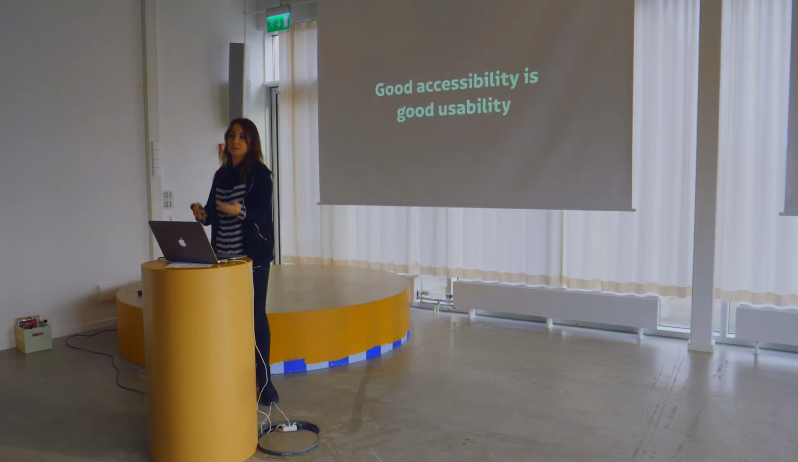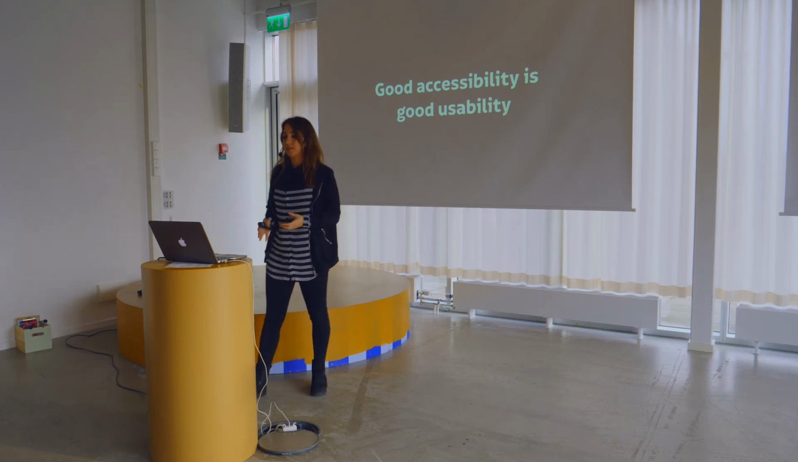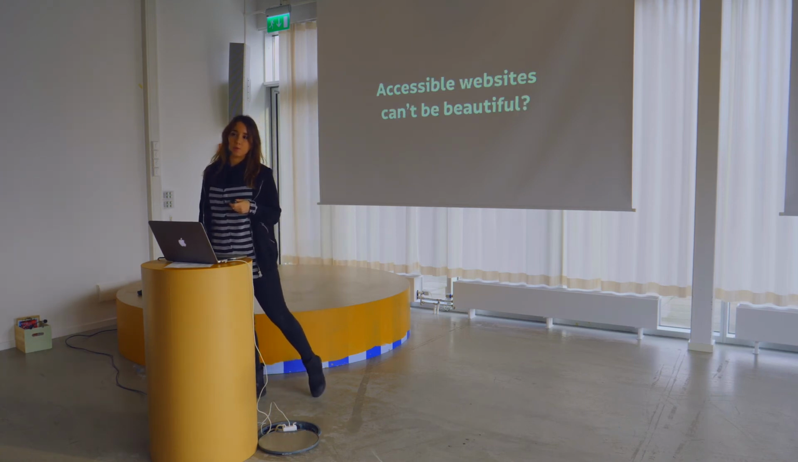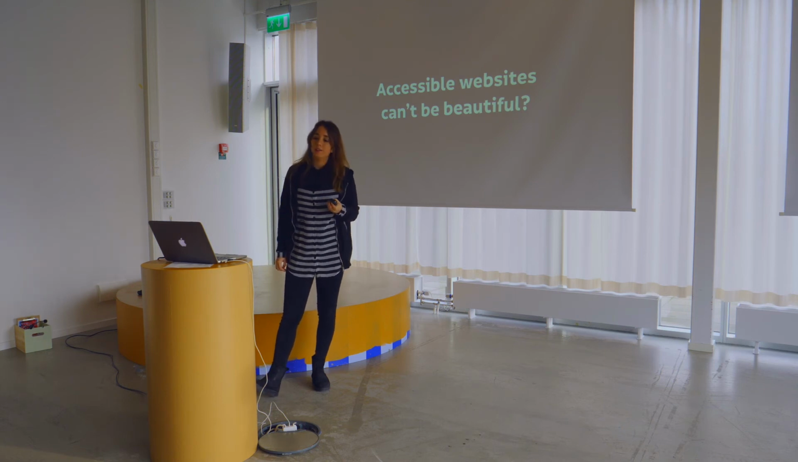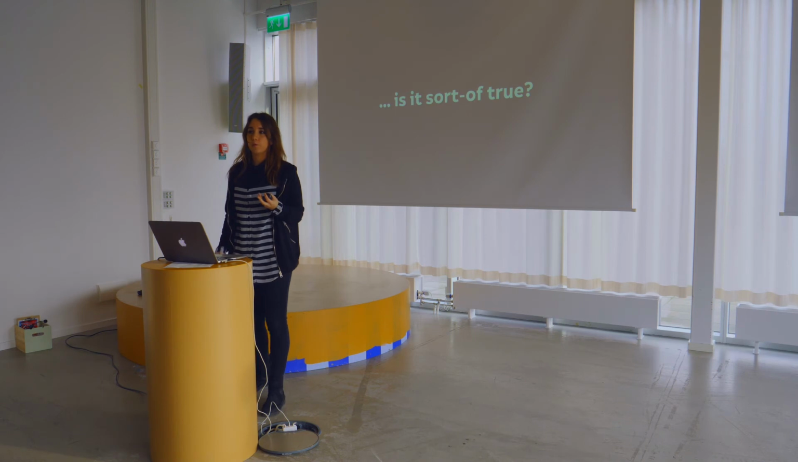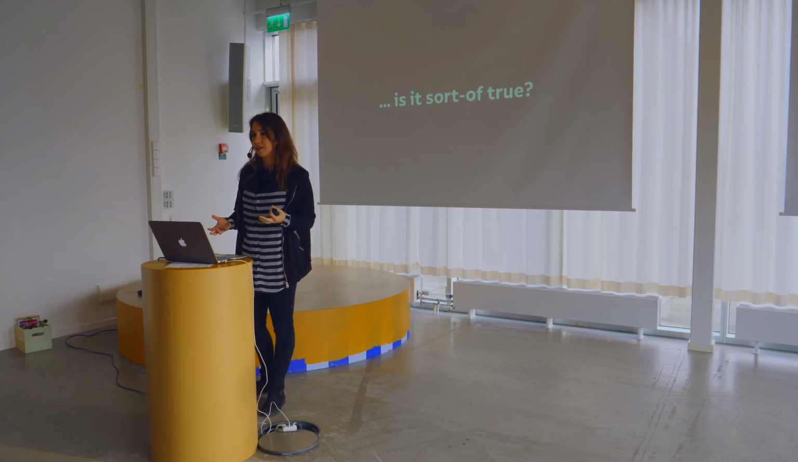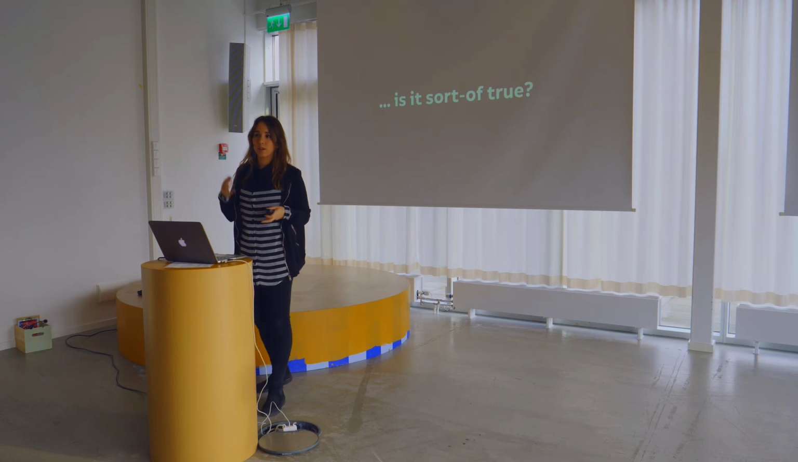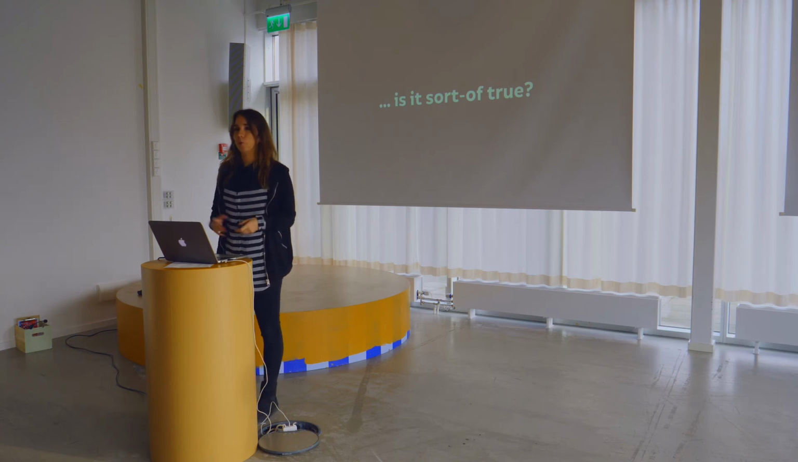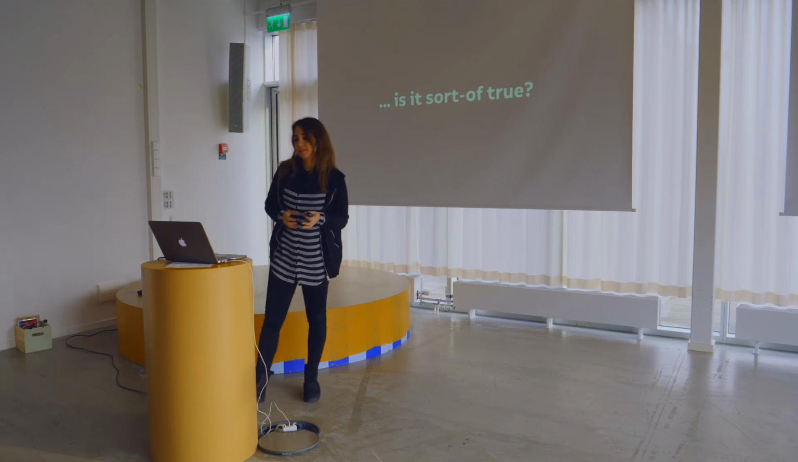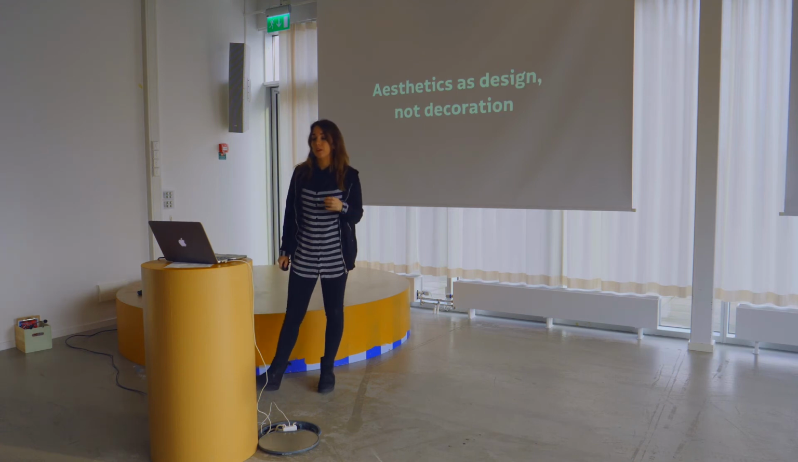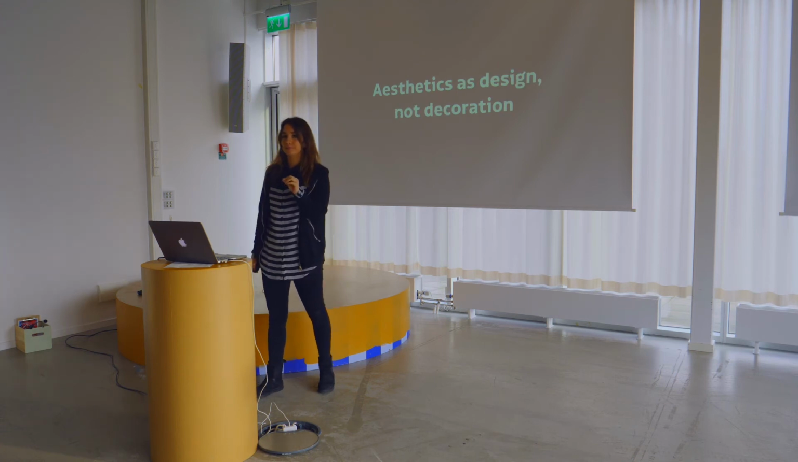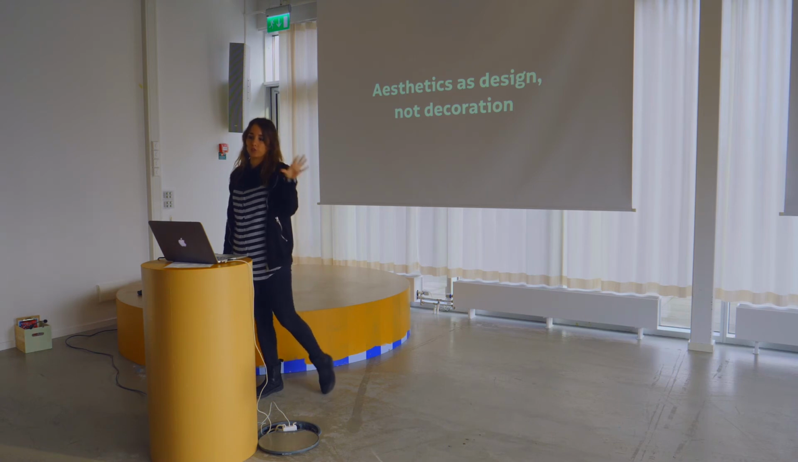So I hope I'm starting to convince you that good accessibility is good usability. And I'll come to a little myth that I come across quite often. And it's this idea that accessible websites can't be beautiful or can't be attractive. And I think part of the problem with this is often the websites we go to learn about accessibility aren't particularly attractive in themselves. And so we associate that with, oh, well, maybe all accessibility is just ugly text. But this isn't the case at all, because aesthetics are really a part of usability. Aesthetics, when they're used as design and not just for decoration to distract people.